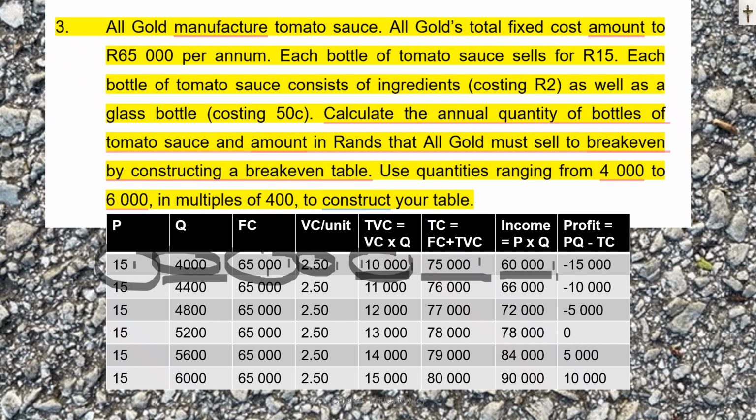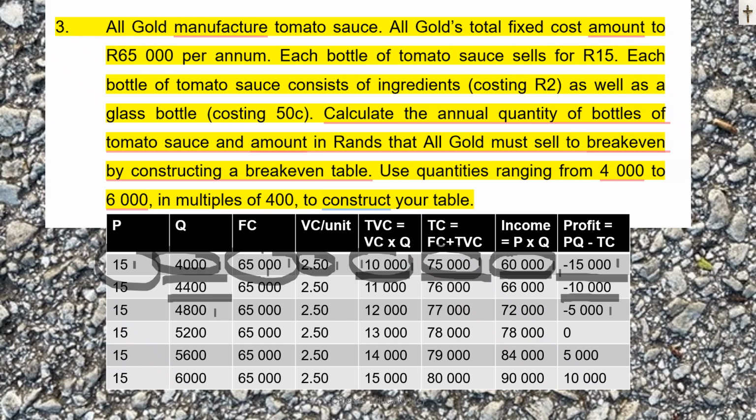And what is the profit or loss? In this case here, the cost of 75,000, the total cost, is greater than the sales income. Therefore, the expenses are greater than the income, and there's a loss. That's why it's minus 15,000. But as more products, bottles of tomato sauce, are sold, the loss gets smaller. More are sold, and the loss gets smaller.